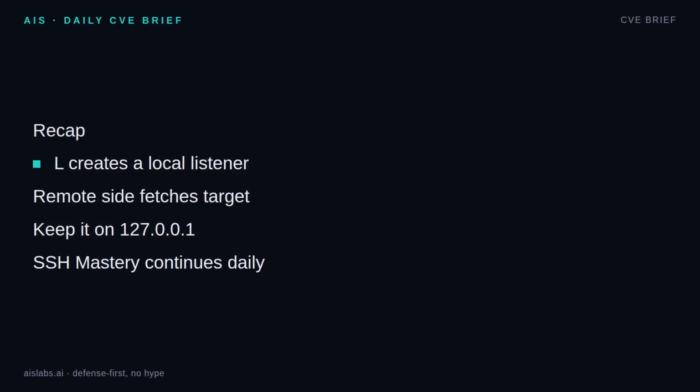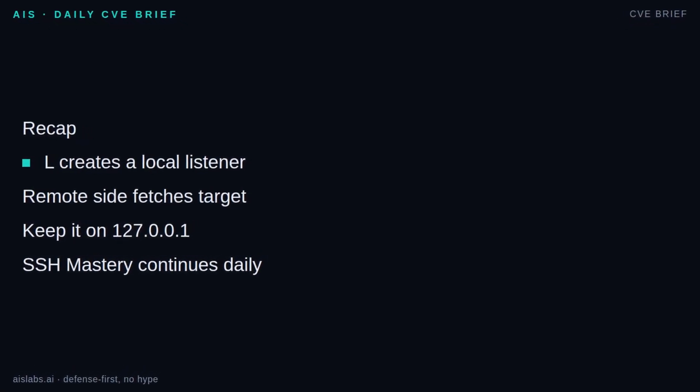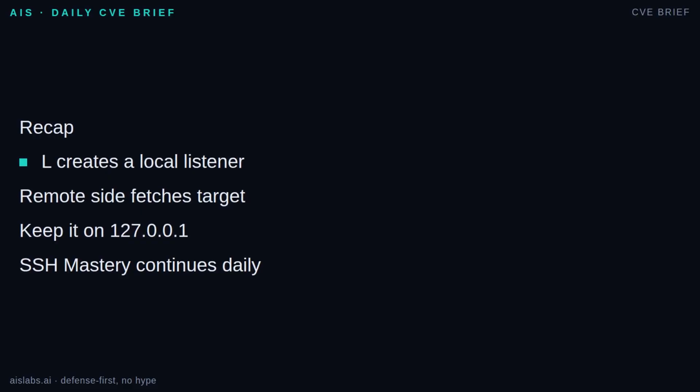Three beats to keep. First, ssh -L creates a listener on your machine and forwards accepted connections through SSH. Second, the SSH server connects to the target from its side, so names, routes, and firewall rules are evaluated there. Third, bind to 127.0.0.1 unless you have a deliberate reason not to, and remember that application authentication still matters.